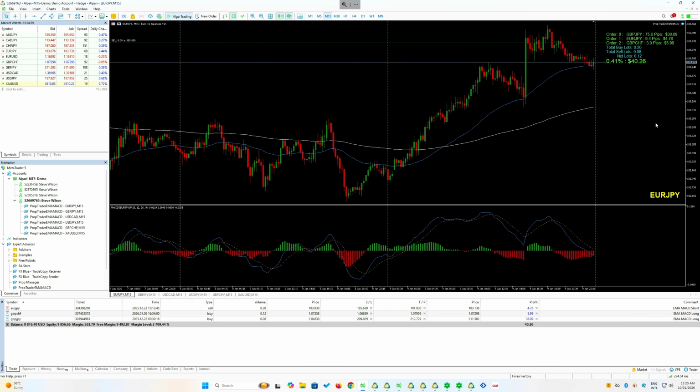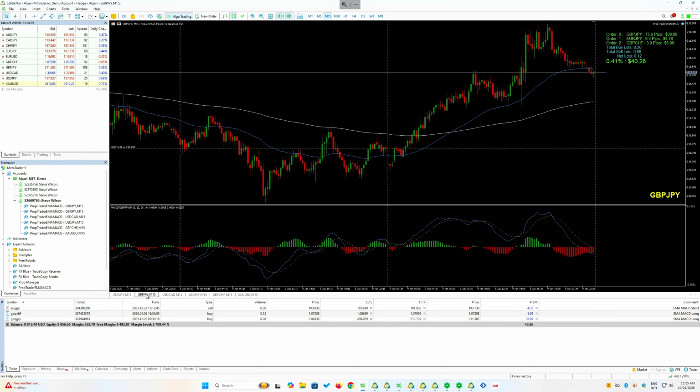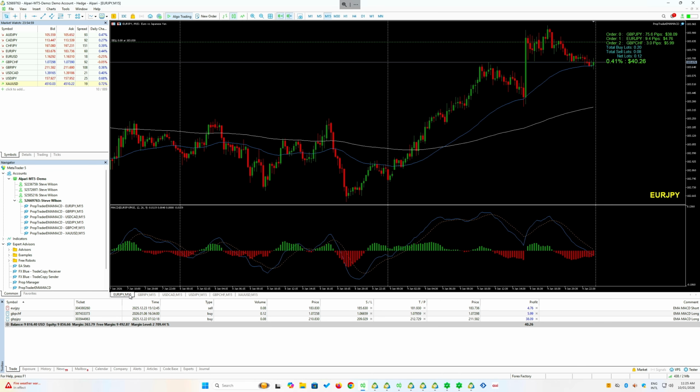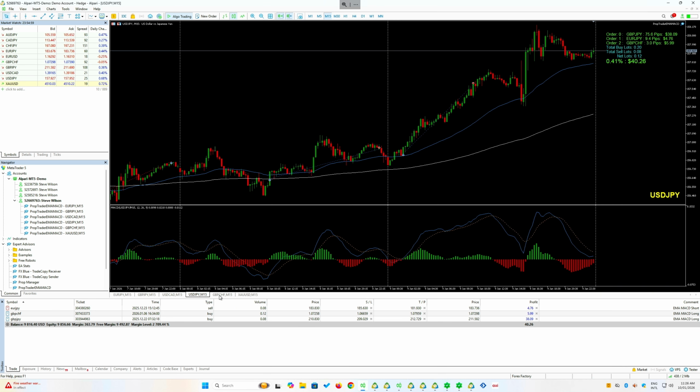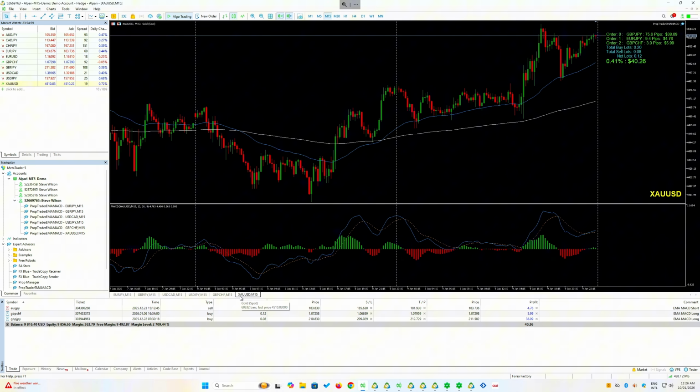And you can see here that we actually have 3 trades open at the moment. All of them are in profit. GJ is actually the best one, it's up 75 pips, but the others are only at $5 and $4 in profit. So this is the set that we're currently using. We've got EJ, GJ, UC, that's Canadian, UJ, GF, and gold. So these are the pairs that we're testing at the moment.